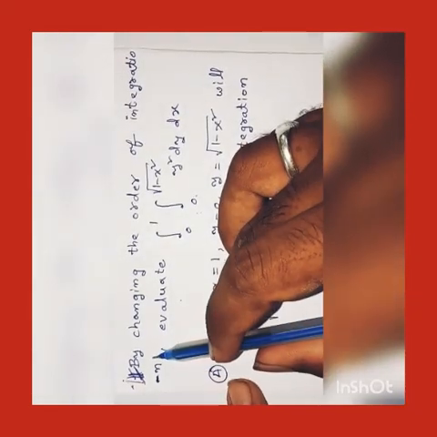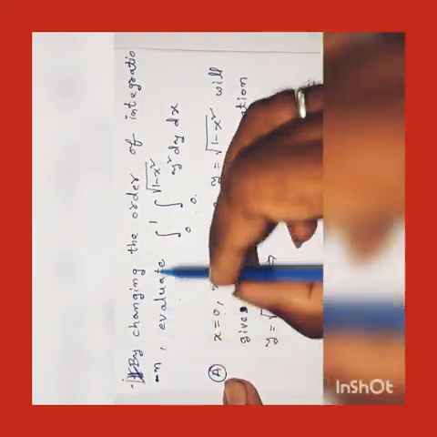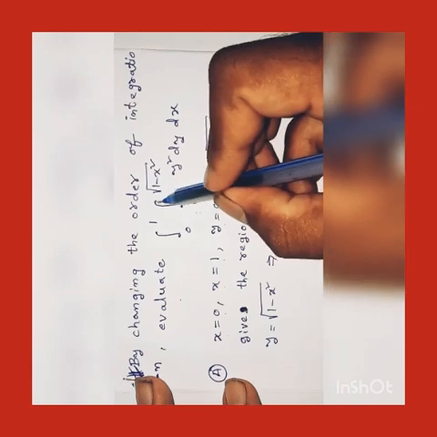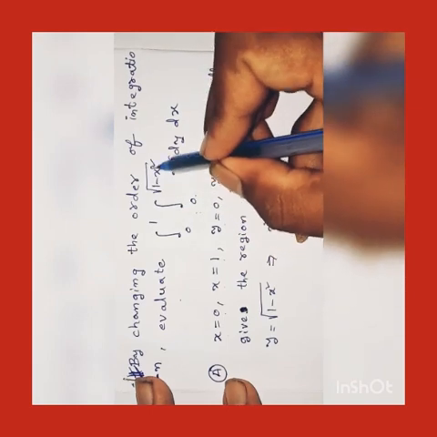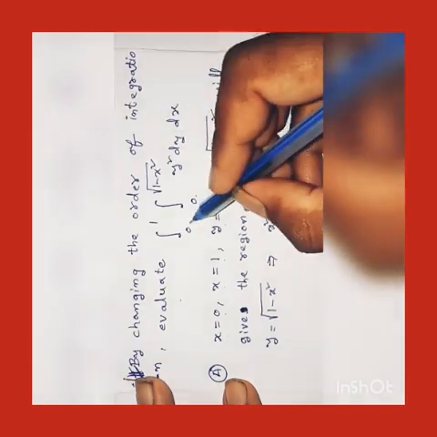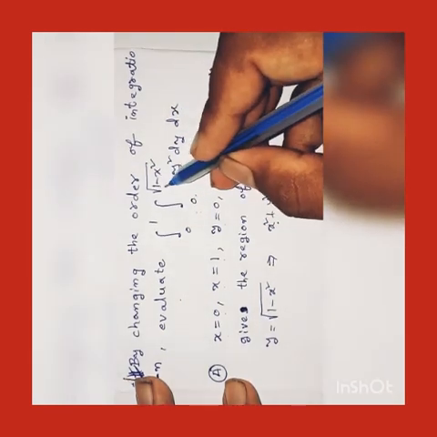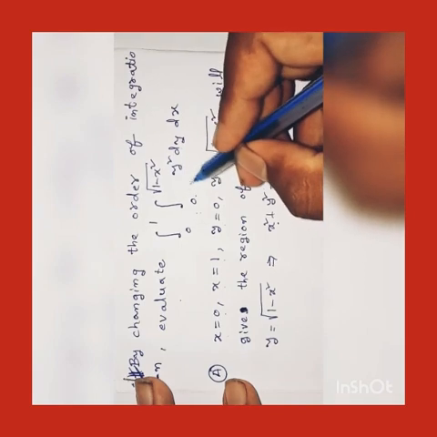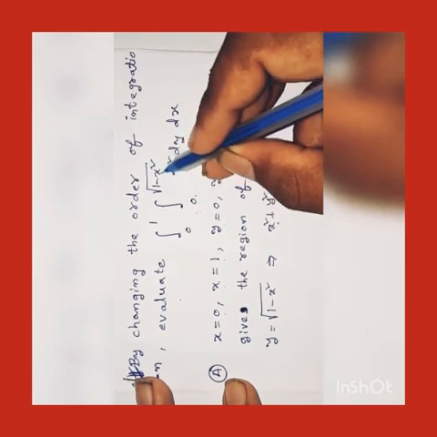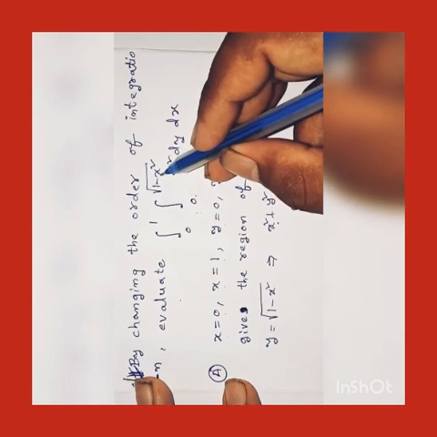Okay, today our problem is: by changing the order of integration, evaluate the integral with the limit 0 to 1, integral with the limit 0 to root of 1 minus x square, y dy dx. Here the limits are 0, 1, 0, root of 1 minus x square. Since the limits of the inner integration are functions of x, the strip is vertical.